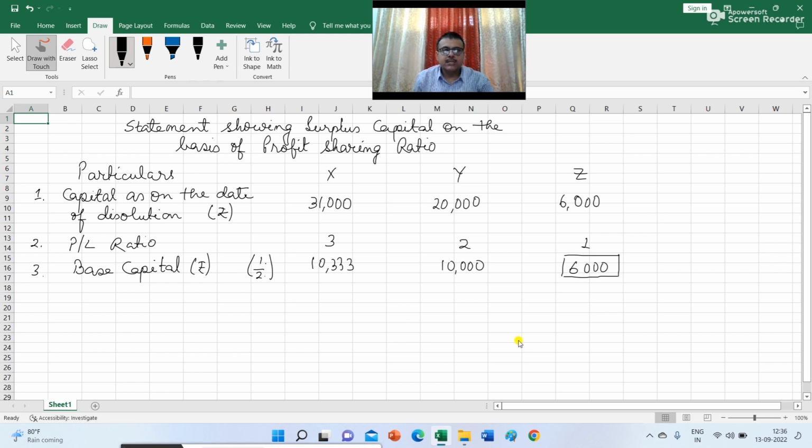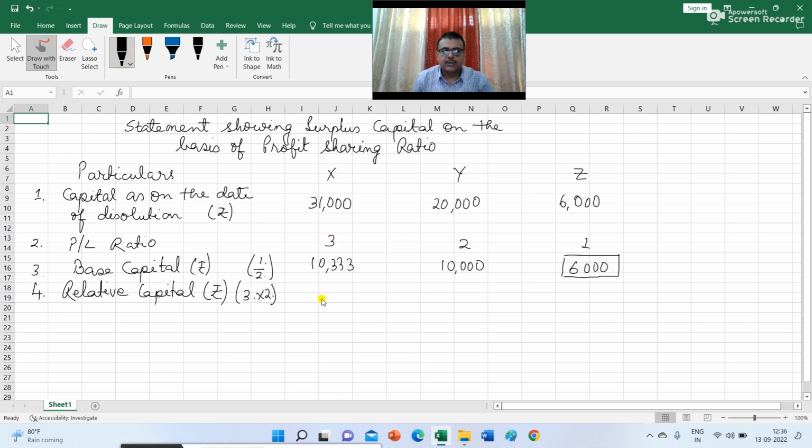So point number 1 is the capital as on the date of dissolution. You have to write first. Then in point number 2 you need to write the PL ratio. Then you have to calculate the base capital. So base capital is the minimum of these three amounts. So this amount is calculated by dividing the capital by PL ratio. Then you have to calculate the relative capital. So relative capital is computed by multiplying the base capital computed in point number 3 with the PL ratio. So point number 3 into point number 2.